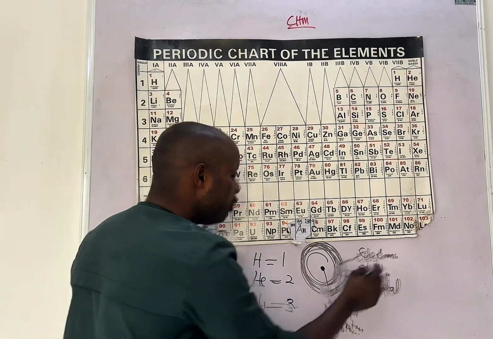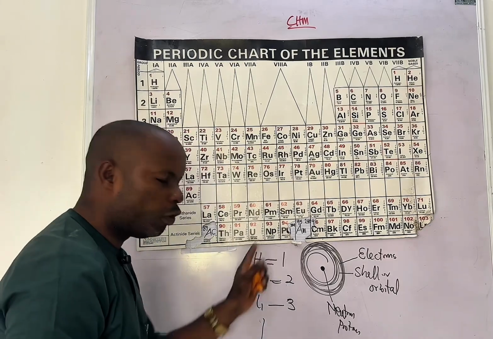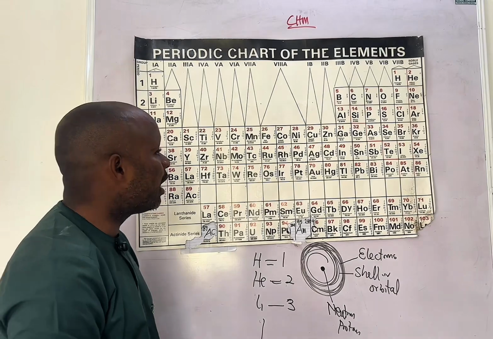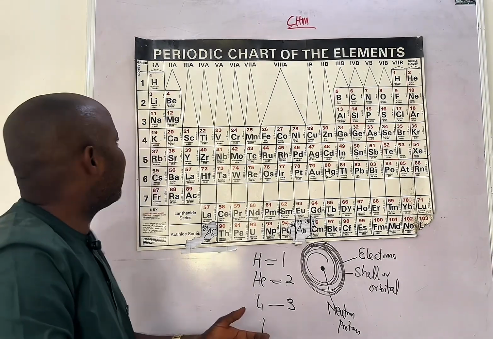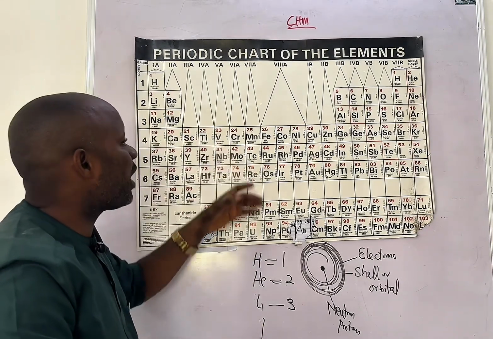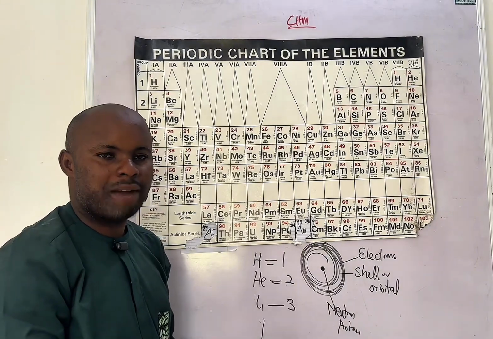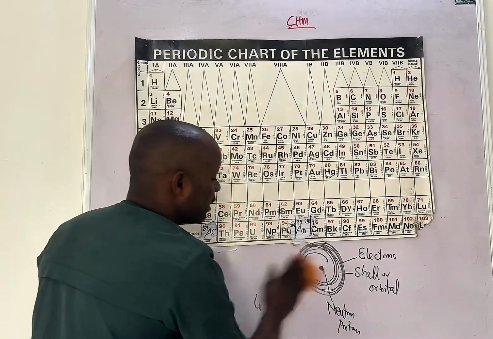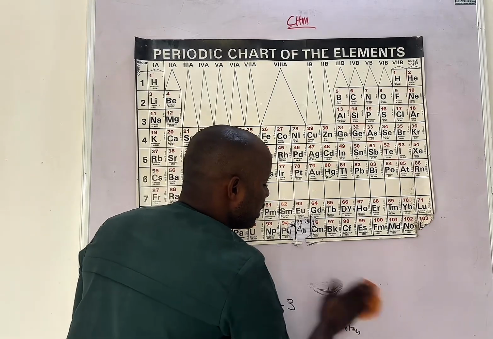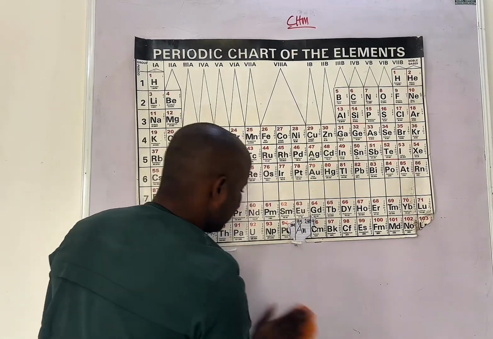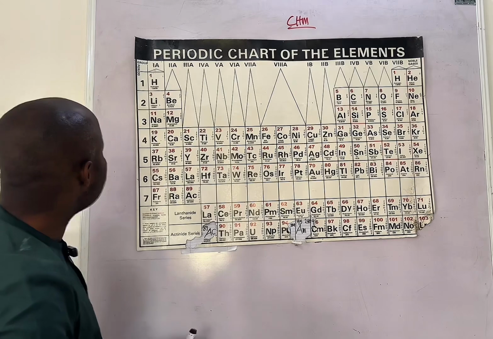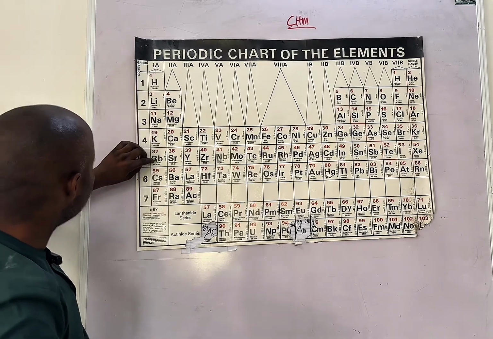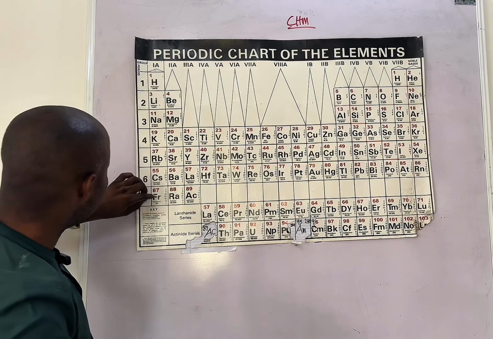So the number of electrons determines the group or period such an element will be. We can equally say that we have 18 groups, which means 18 families. Let's introduce the first family, known as group 1. In group 1, we have hydrogen, lithium, sodium, potassium, rubidium, cesium, and francium.